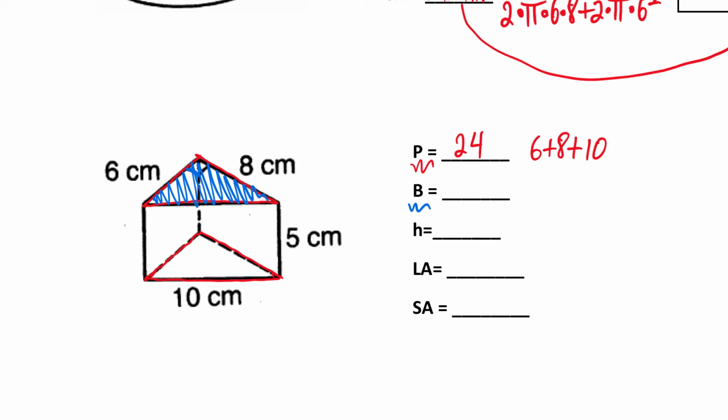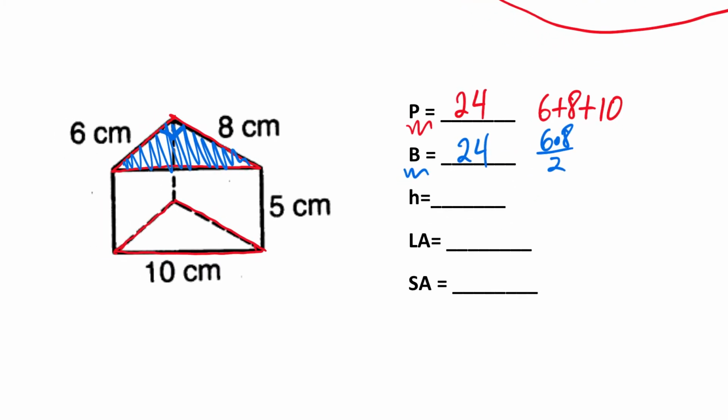Okay, B is area of the base, so I'm looking for the area of this triangle. So if you notice this right angle right here, that's what I need. So that's going to be my base and height of the triangle, 6 and 8. So I'm going to go 6 times 8 divided by 2, which is what? It's 24. And then what's the height? It's 5. That's how far it is between the bases.